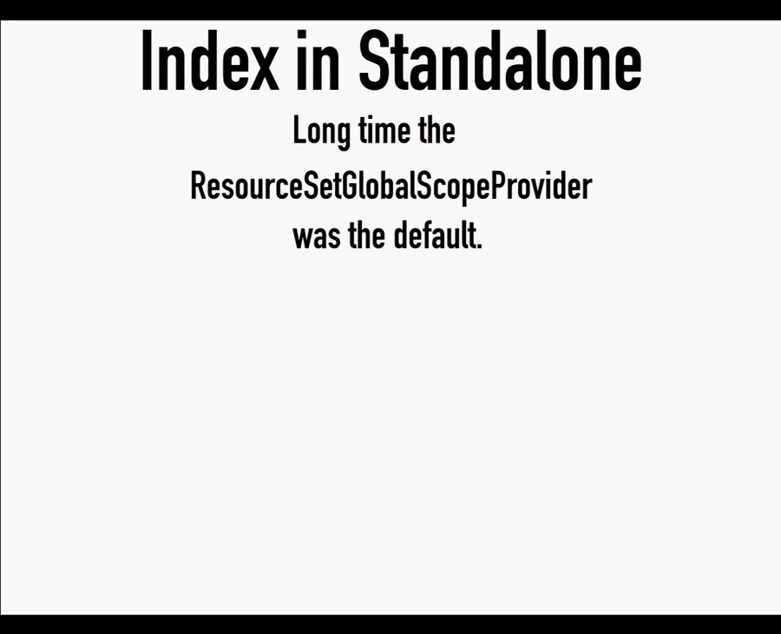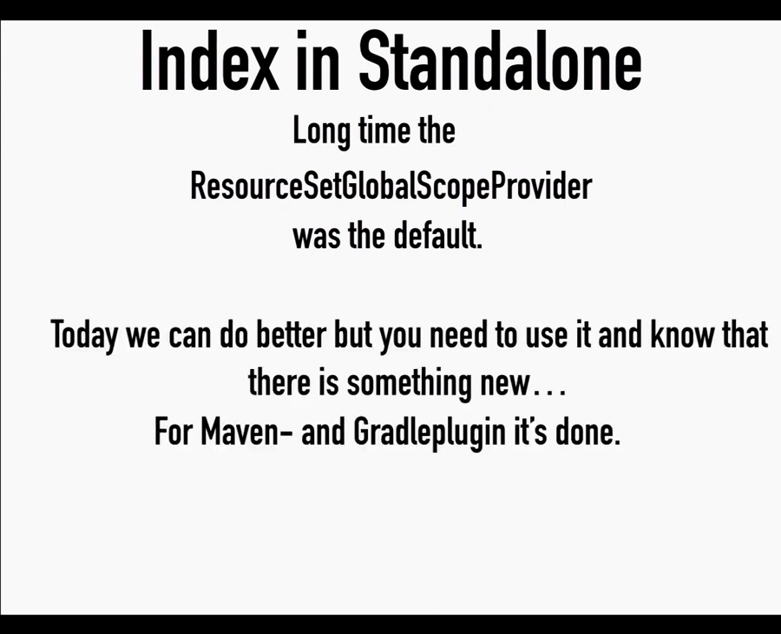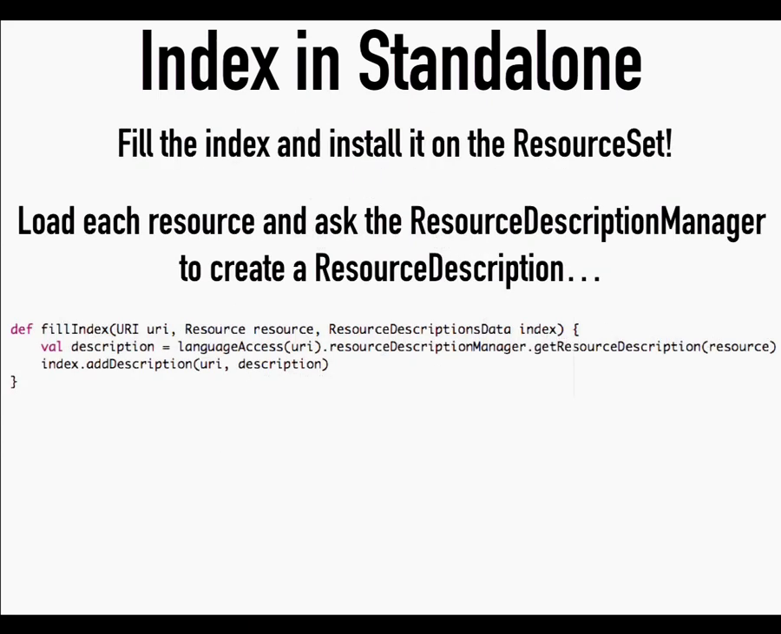Once upon a time, the resource set global scope provider was the default. It searched the whole world inside the resource set to find a simple thing, and that took ages. Nowadays, we have a better solution. And when you consume our Maven plugin or the Gradle plugin, it's already done for you. But if you have your special implementation, then you have to do something.